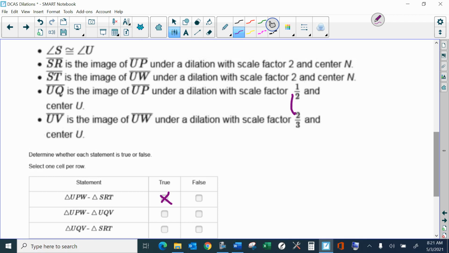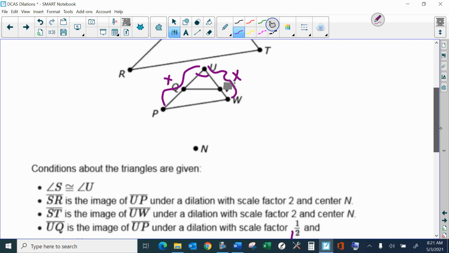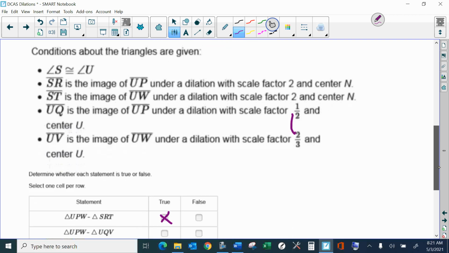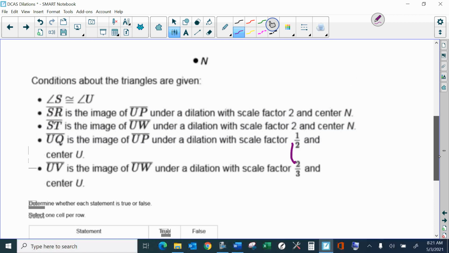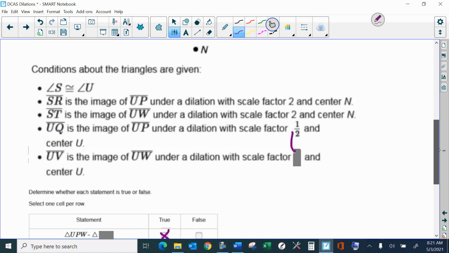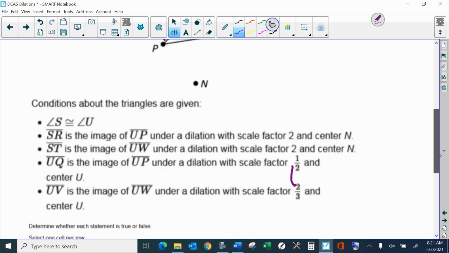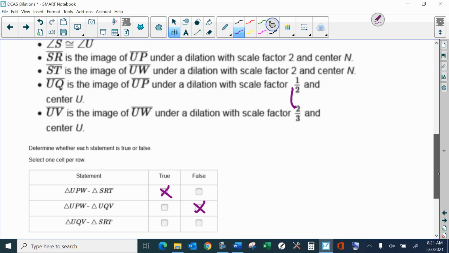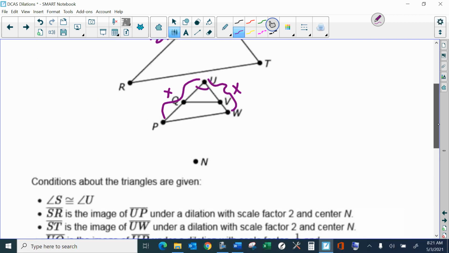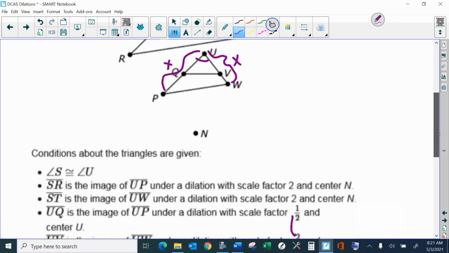That's true. UPW, this outer one, compared to UQW, no. And UQV to SRT, no. Okay. Because you can see that there are different angles. Okay. Different ratio lengths there. So no, right there.